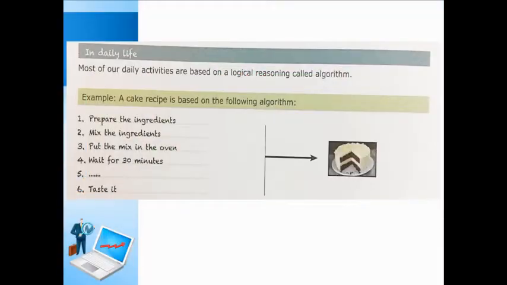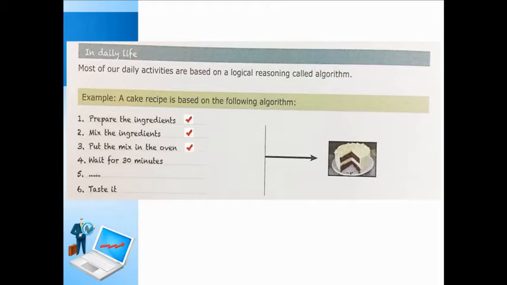In our daily life, most of our daily activities are based on a logical reasoning called algorithm. Here's a short algorithm for a cake recipe. The first step is to prepare the ingredients. Then the second one, mix the ingredients. Then the third one is to put the mix in the oven.